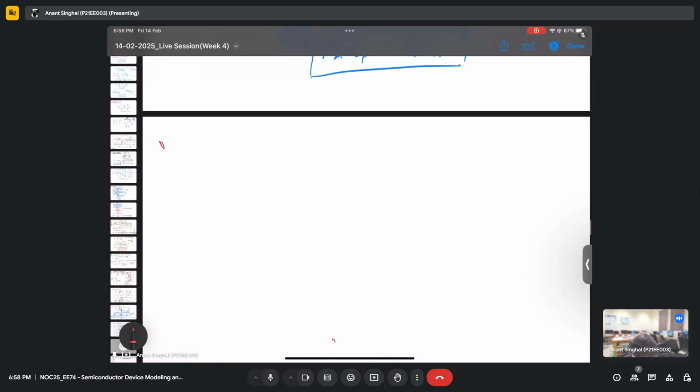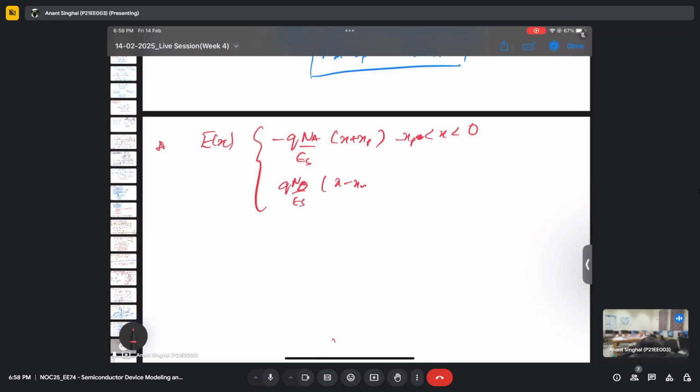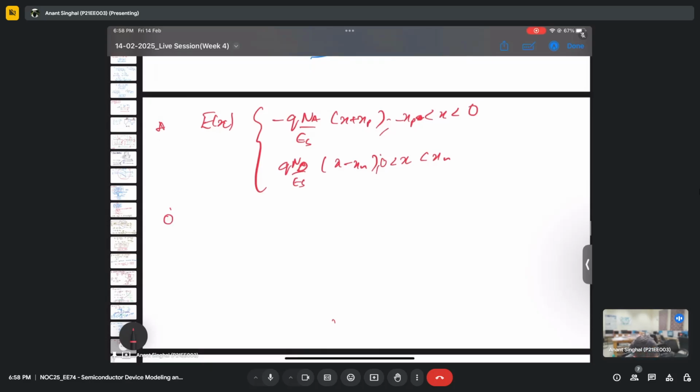I'm not going to further derivation. What we have established is that the electric field is minus q NA by epsilon s times x plus xp, from minus xp to 0, and q ND by epsilon s times x minus xn, from 0 to xn. And if you integrate it once, we will get the potential profile.